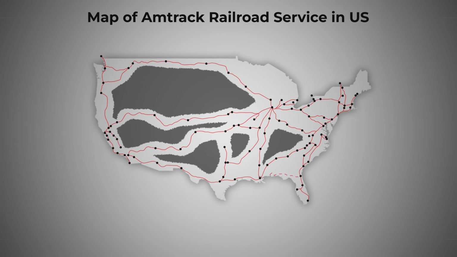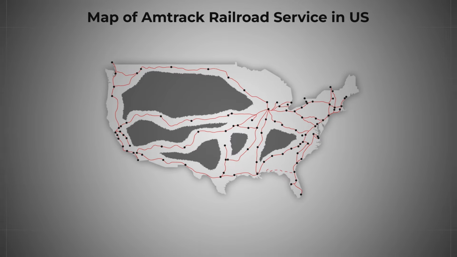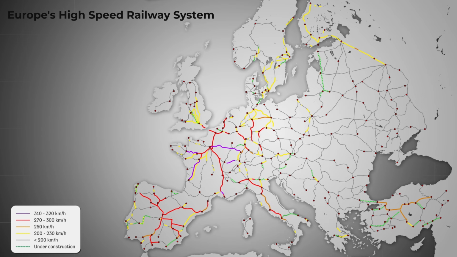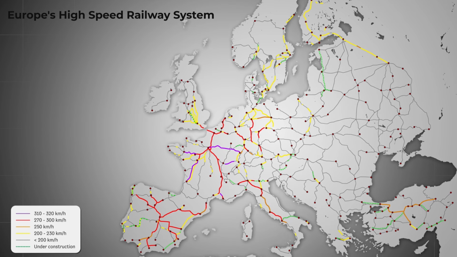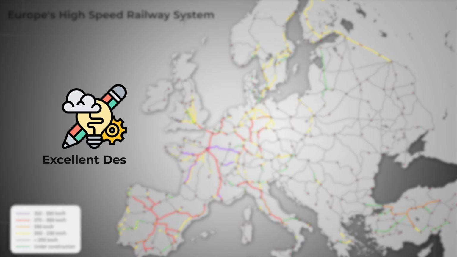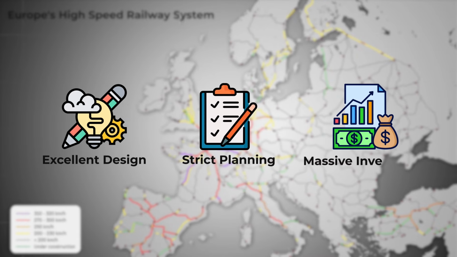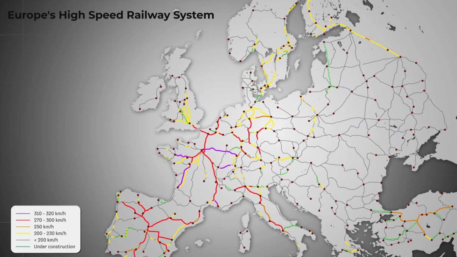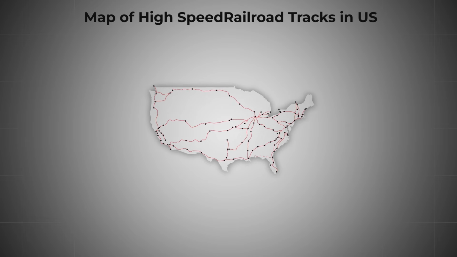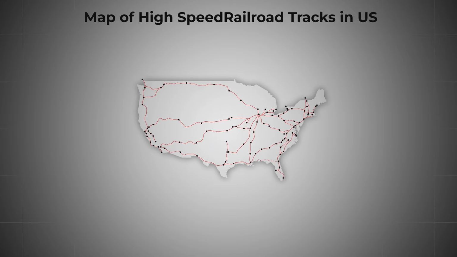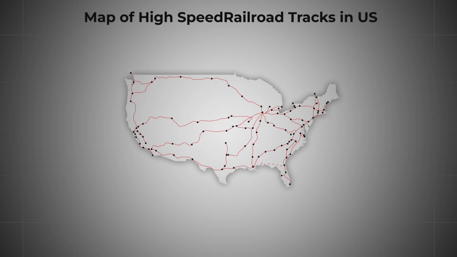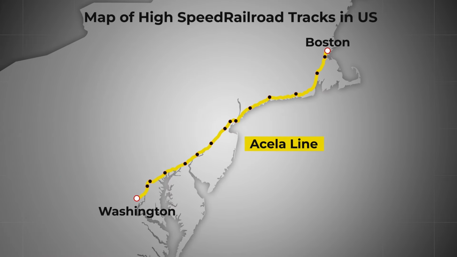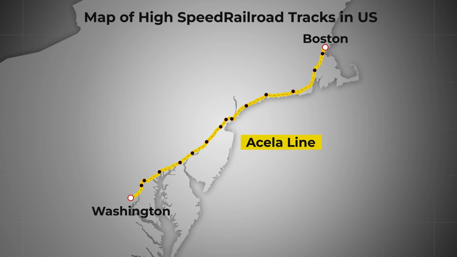But let me show you another map. This time, let's see the map of high-speed railways in Europe. Now, obviously, high-speed railways won't be as common as regular speed railways, as they require excellent design, strict planning, and massive investment. But yet, we can see a good network of rail lines present all across Europe. Now, if you see the same on the US map, there is a major difference. While the US does have some higher speed rail, like the Acela line in the Northeastern Corridor, it is hardly an effective map of transport solutions.